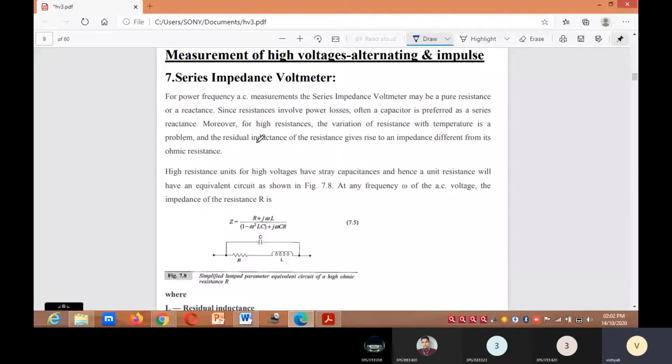You need to remember these 3 points here. Power frequency AC measurement, series impedance voltmeter: it may be resistance or reactance, and resistance involves power losses. So we prefer a capacitor. Next, for high resistance, the variation of resistance with temperature is a problem, and the residual inductance of the resistance gives rise to an impedance different from its ohmic resistance.